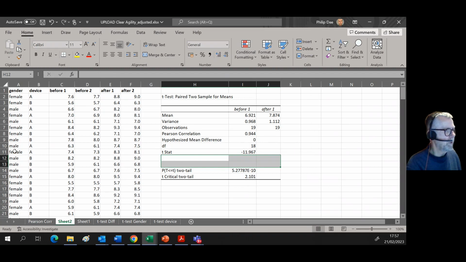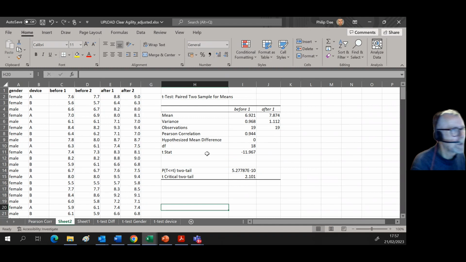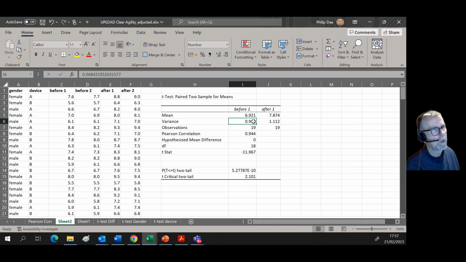I think it's because it didn't want to rub out the actual values. But look at what we've got. It's given us the mean values. It's given us some descriptive statistics. The mean for the before one was 6.9. The mean for the after one was 7.87. So just eyeballing the data, that's almost a whole unit of change in this measure of agility, which sounds quite good. The variance is quite close, because the variance for the before group is just under 1, and the variance for the after group is just above 1.